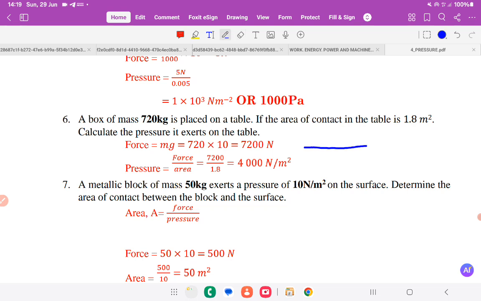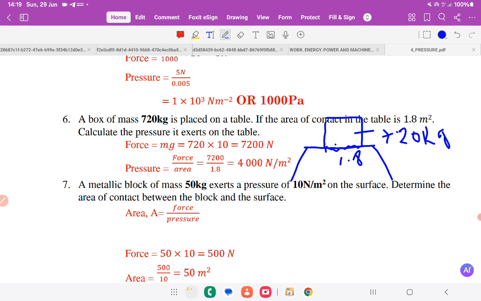So we have a table, and then a box of 720 kgs. So we have a 720 kgs box placed there. If the area of contact on the table is 1.8 square meters, so this area here is 1.8 square meters, calculate the pressure it exerts on the table.